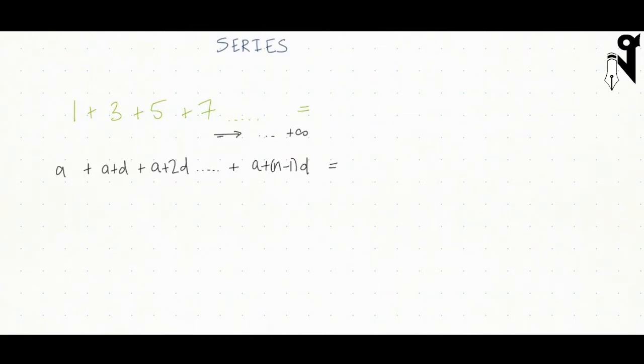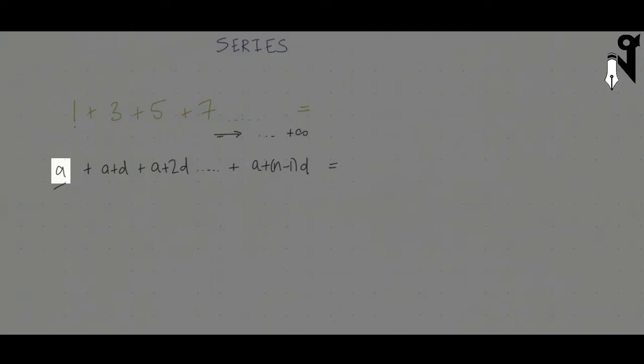Now, if I have to generalize this, also over here we're looking at sum of an arithmetic series. The example that I'm giving you, 1, 3, 5, 7, this is an arithmetic series. So if I generalize this, it comes out to be a first term, plus a plus d second term, plus a plus 2d, a plus 3d and so on.